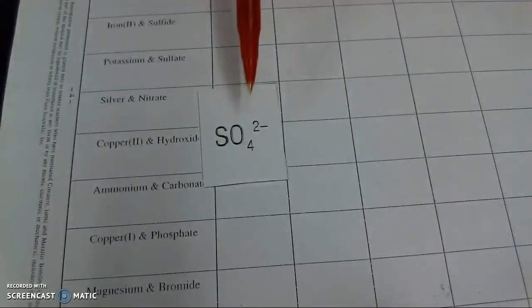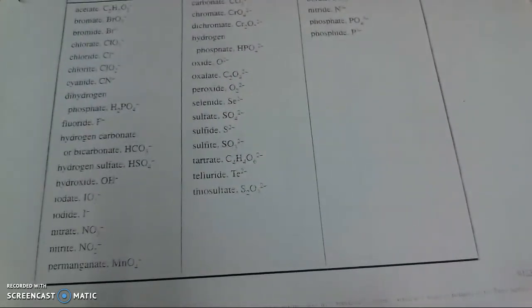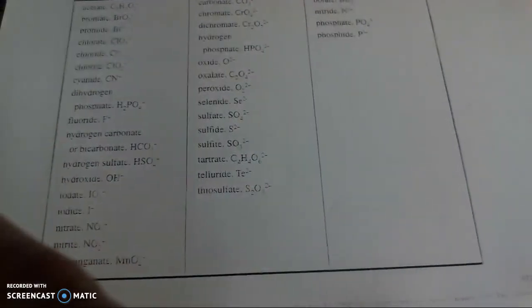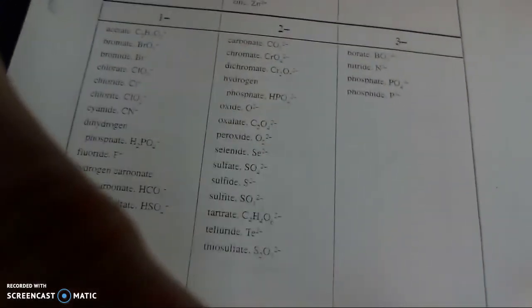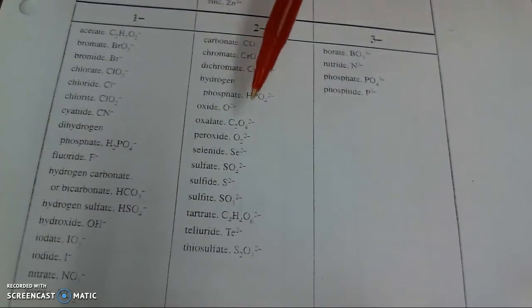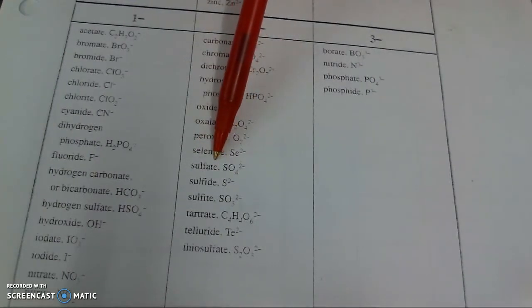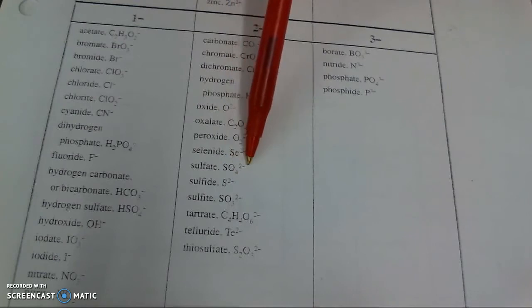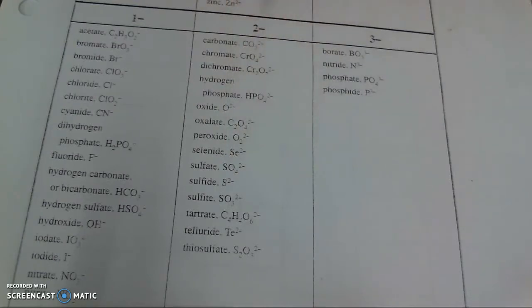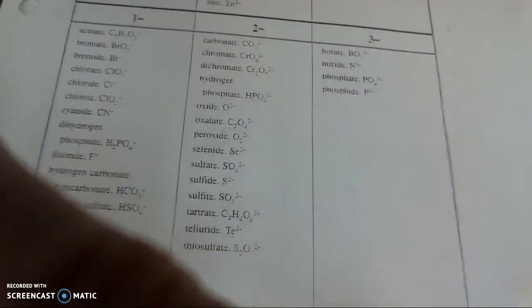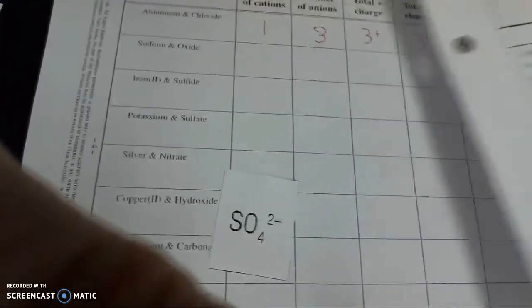Here's what it looks like. There's sulfate, SO4. Now, you're not going to know that off the top of your head, anyway. So you're going to need to use this ion sheet that's provided for you. And if you look, sulfate is a 2- on the bottom of this sheet here, and there's sulfate, SO4, 2-. Alright, so you're going to need to use this sheet sometimes in order to figure out what the ions that they're talking about in this activity are.